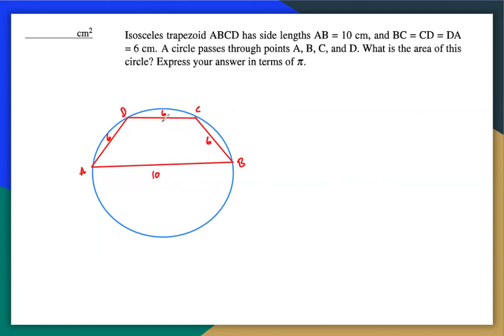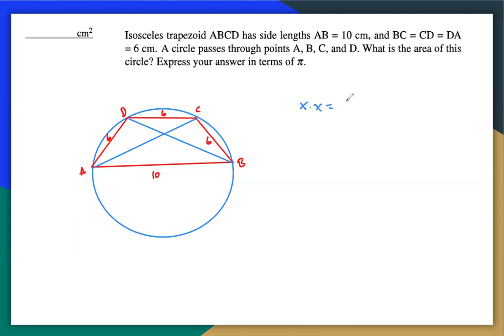As soon as I see a quadrilateral in a circle, it's a good time to immediately remember Ptolemy's theorem. If you don't remember that, or don't know how to prove it, take a look at my video about it, so we can remember when to use it. Ptolemy's theorem says that for an inscribed quadrilateral, the product of the diagonals, and since this is isosceles each diagonal will be equal, I'm going to call that x, so x times x is equal to the product of the opposite sides added together.